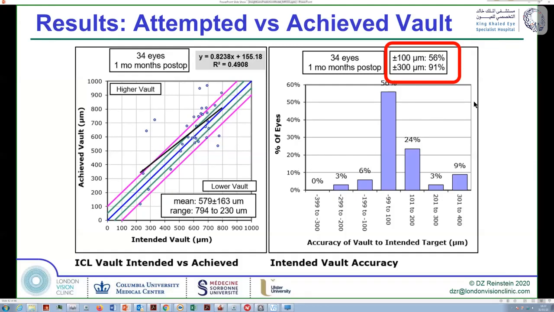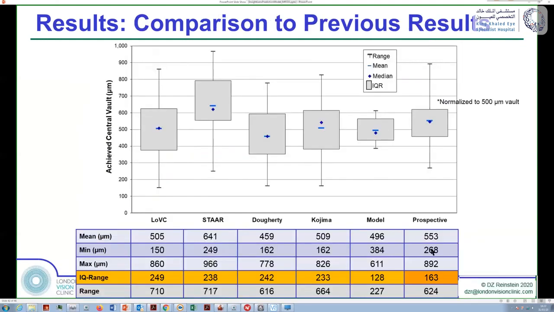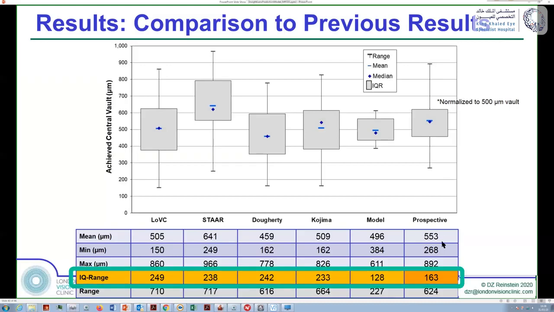Prospectively, normalizing to 500 because we were choosing lenses to go in at different heights. But this is the prospective data. We actually got an interquartile range of 163 microns, down from 249. And if we look at this in the context of all of the other formulas, the range has gone down. Everything's gone down. Everything is tighter.